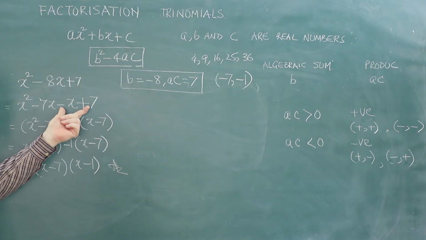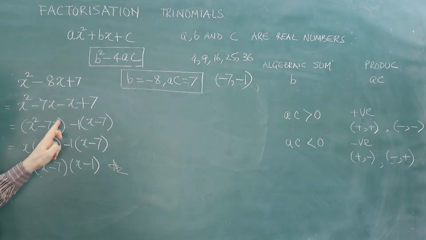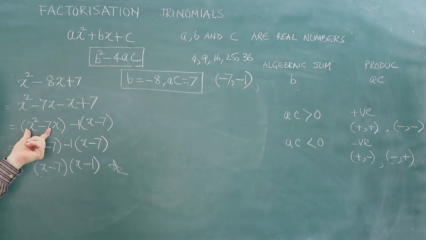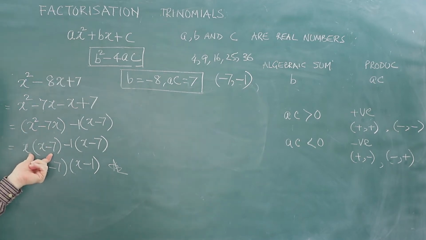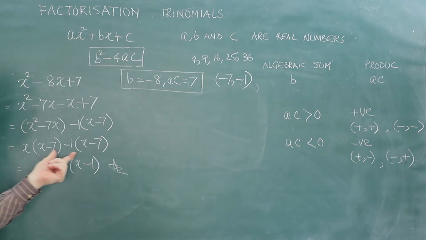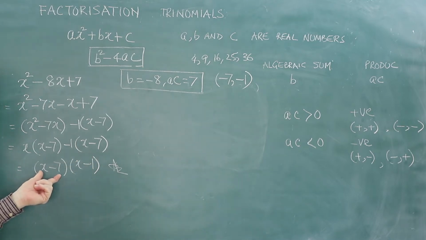So we made the pairs, x square minus 7x. In this I took minus 1 common, x minus 7, and out of x square minus 7x I took x common, x minus 7 minus 1, x minus 7, and x minus 7 is common in both the brackets, so x minus 1. Let's do the third question.